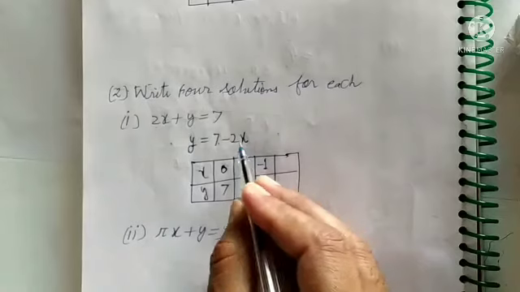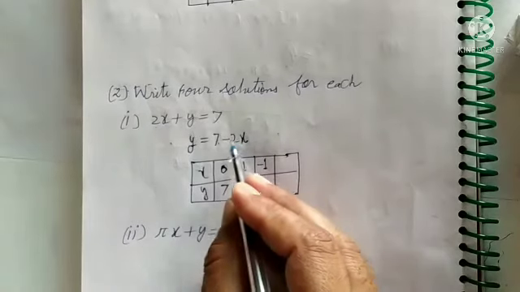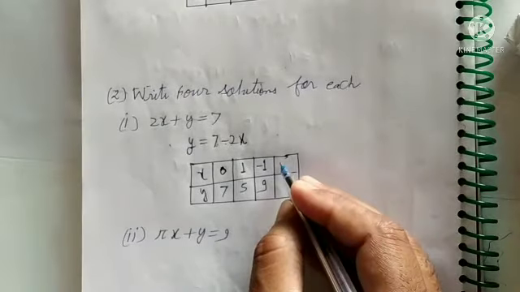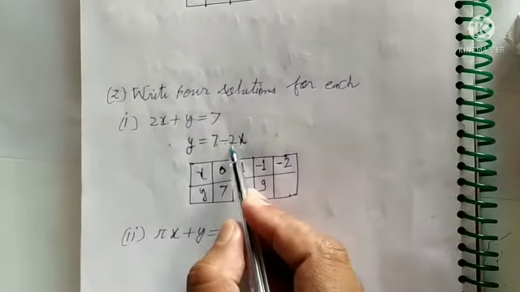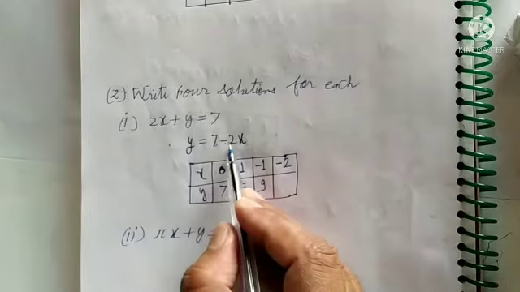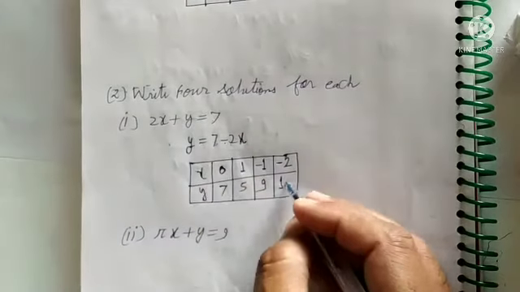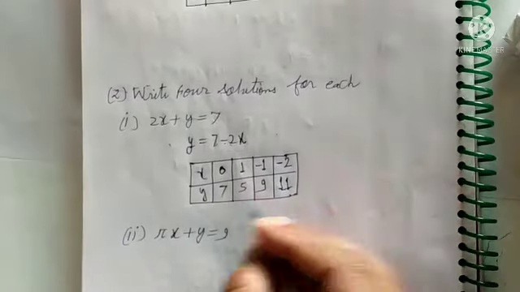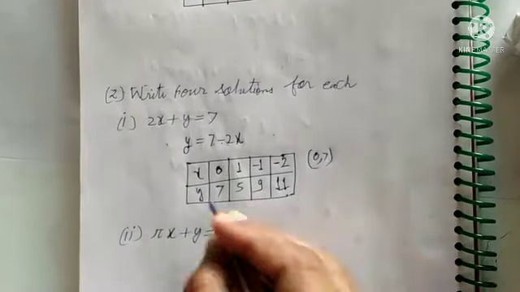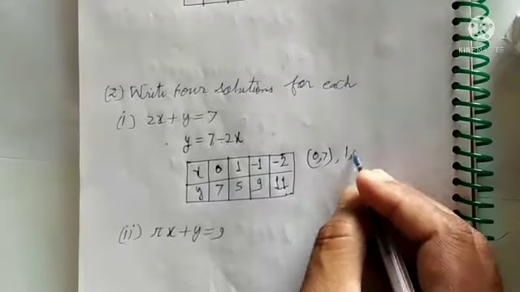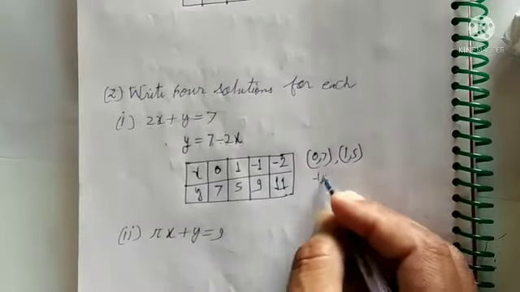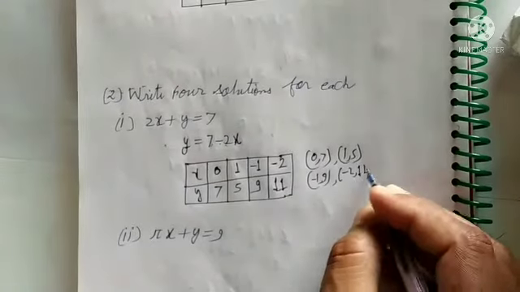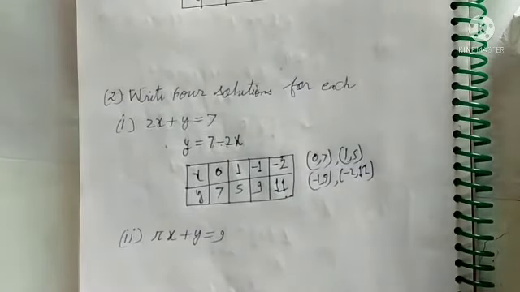You can take a negative value also. If you take minus 1, then minus 1 times 2 is minus 2, and minus becomes plus, so 7 plus 2 is 9. Suppose you take the value of minus 2, so 2 times 2 is 4, minus becomes plus, so 4 plus 7 is 11. So these are the 4 solutions, which you can write this way: 0, 7 is the first solution. Second, 1, 5; then minus 1, 9; and the fourth one is minus 2, 11. These are the 4 required solutions.